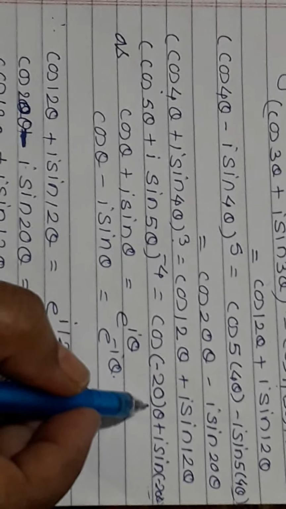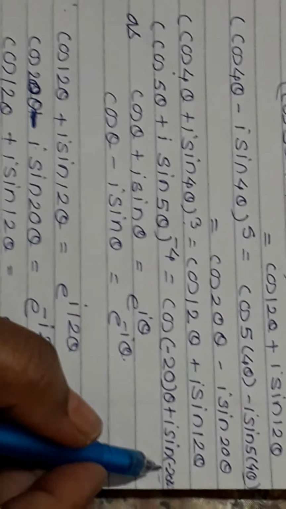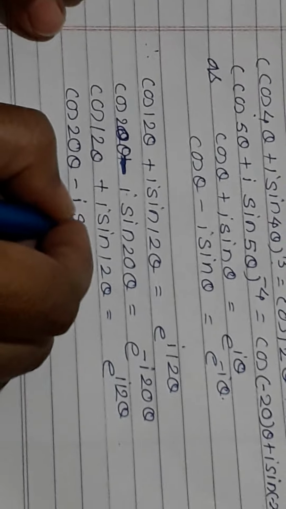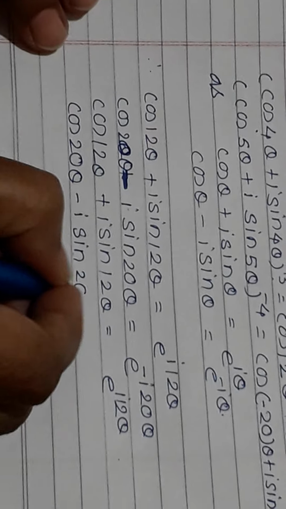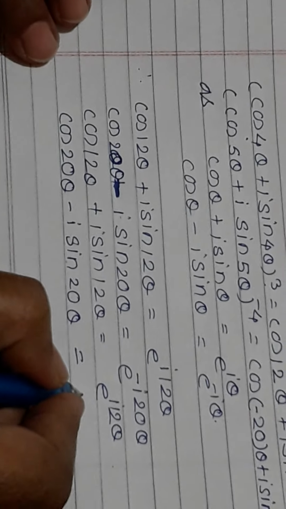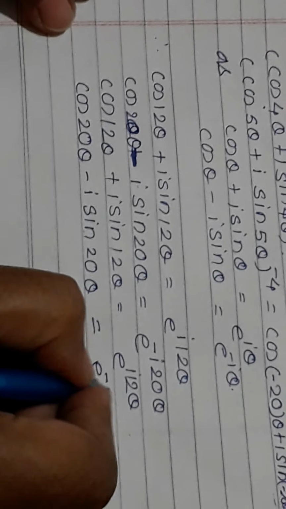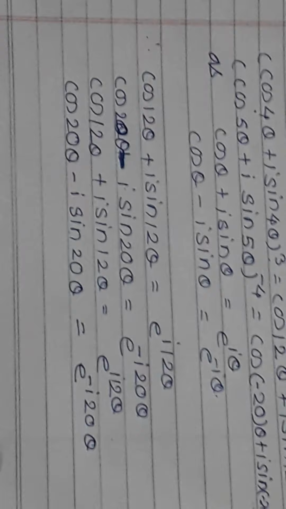Then the last term, as there is a minus 20 theta, we know that cos of minus theta is equal to cos theta, and sin of minus theta is equal to minus sin theta. So that term can be written as cos of 20 theta minus i into sin of 20 theta. And again there is a minus sign, so it can be written as e raised to the power minus i 20 theta.